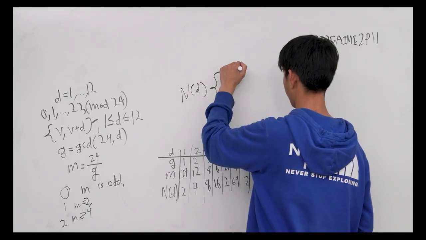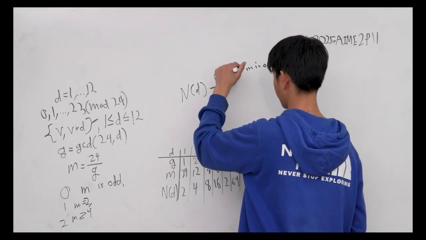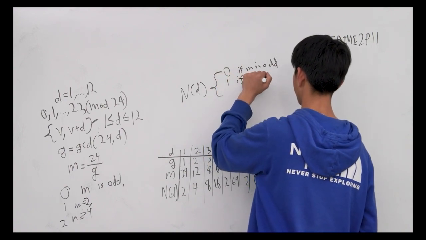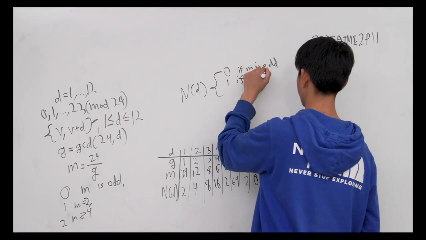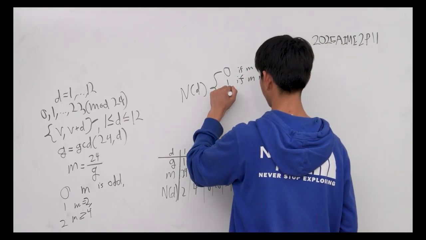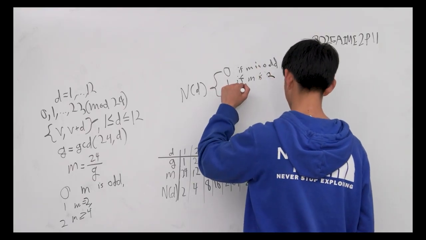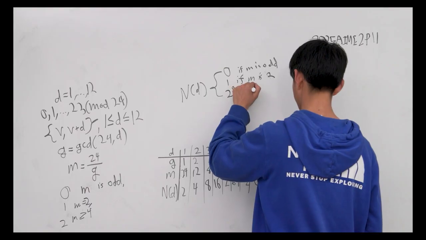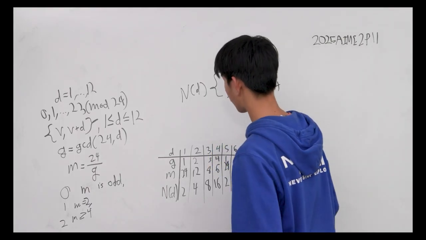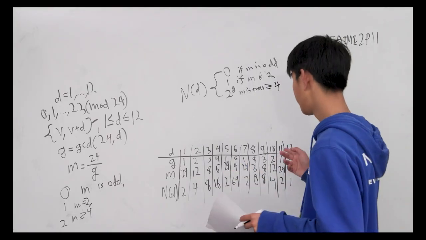0 if M is odd, the ones if M is equal to 2, I'll just write 2, and 2 to the power of g for M even and greater than or equal to 4. Hence, we can start plugging in the values of D.